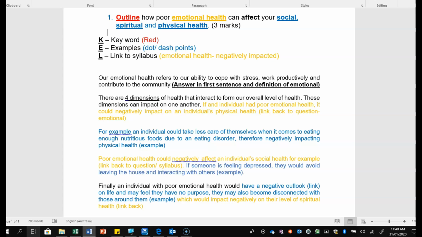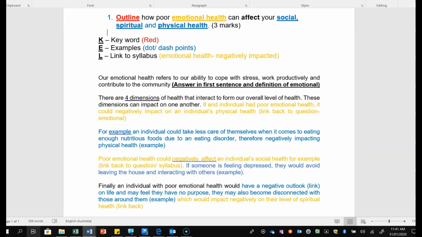I then move on to my second link. Poor emotional health could negatively affect an individual's social health. For example, if someone is feeling depressed, they would avoid leaving the house and interacting with others. I've linked it back to what the question is asking, linking to the L in the KEL strategy, and then I've given my example.